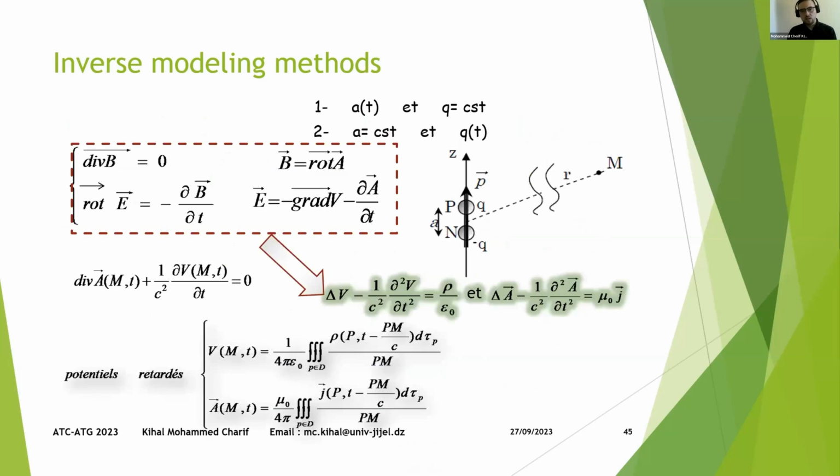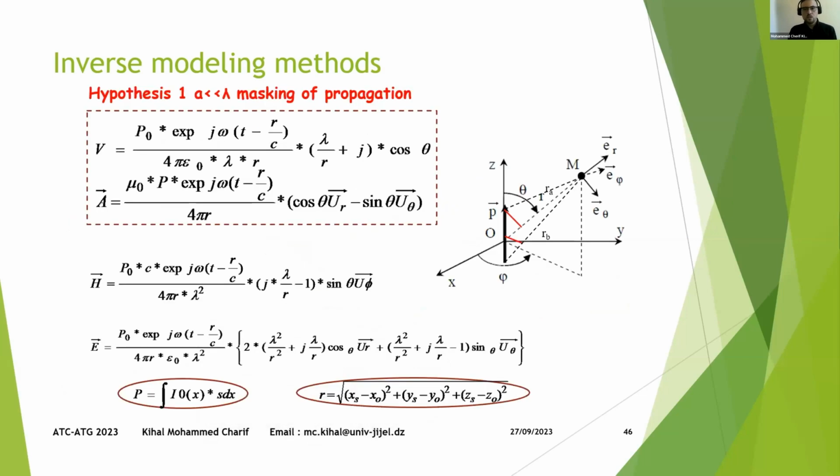According to Maxwell's equations, we can find the propagation equations of vector potential and scalar potential. The solution of these equations is given by the delayed potentials. Using the simplifying hypotheses, propagation masking, and dipole approximation, we can find the expression of the electric field and the magnetic field.